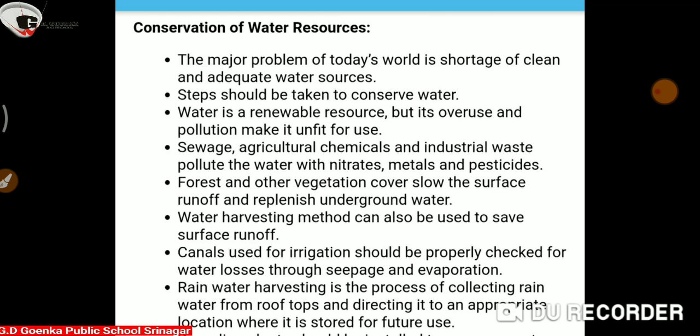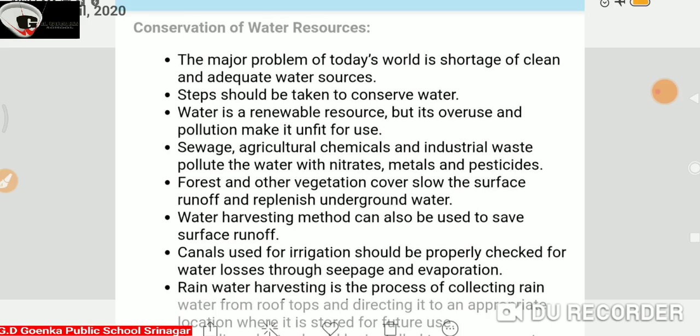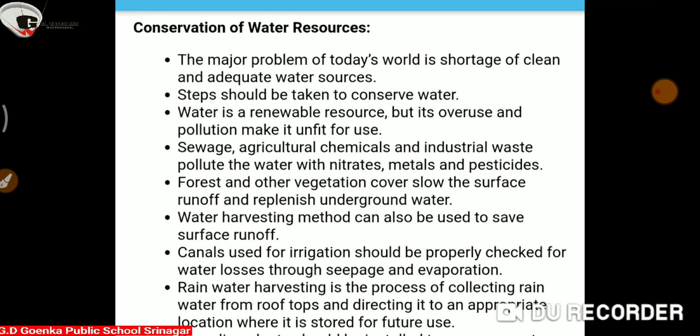Water is a renewable resource, but its overuse and pollution make it unfit for use. So we know that water is a renewable resource, but overuse of the water, and when we contaminate and pollute the water, it makes the water unfit for use, as we are totally aware.